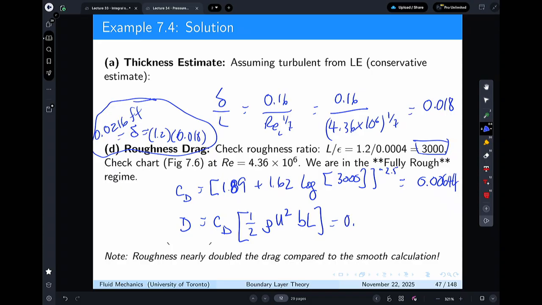And that will be 0.0064, 0.5, 1.99, 40 squared times 6 times 1.2. So density, the value that I calculated for C sub D, density, velocity squared, and cross-sectional area of the plate in the water. And that ends up being 148 pound force.